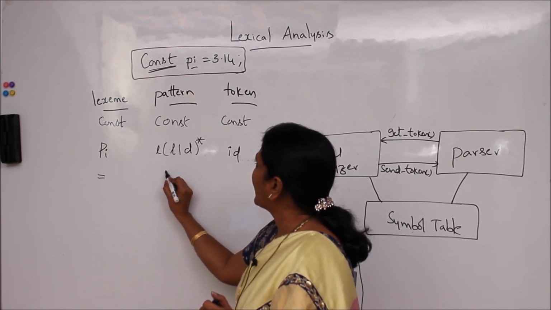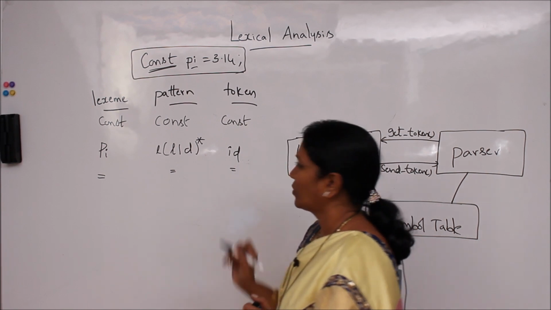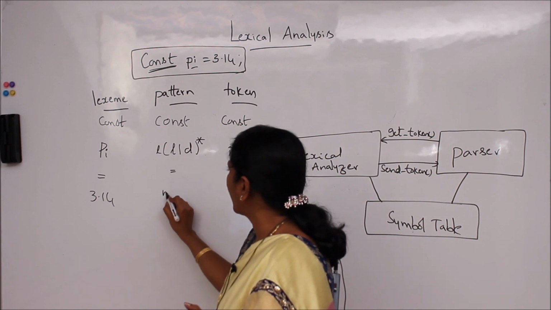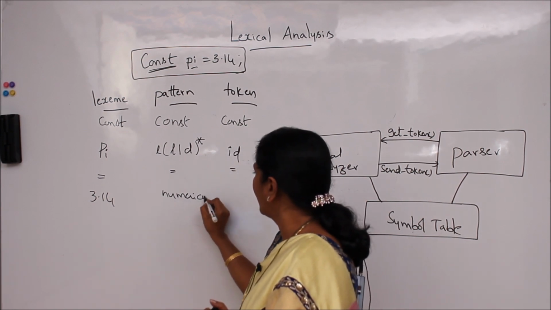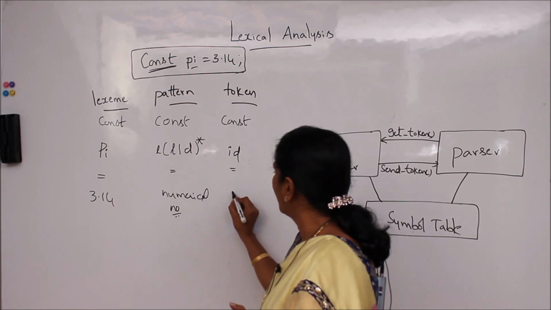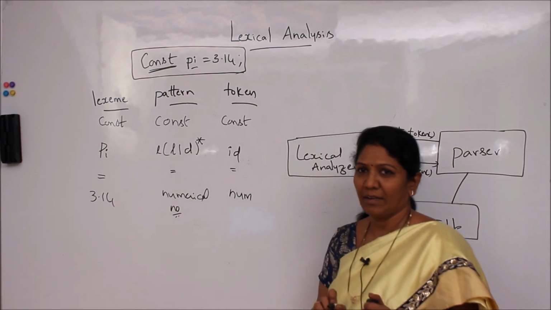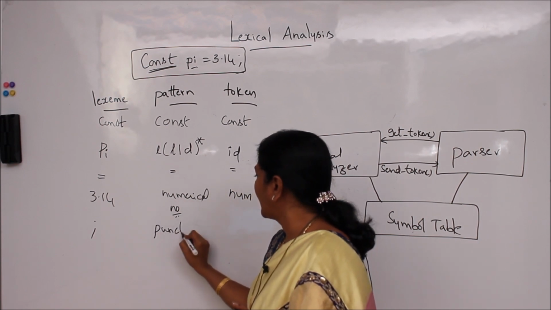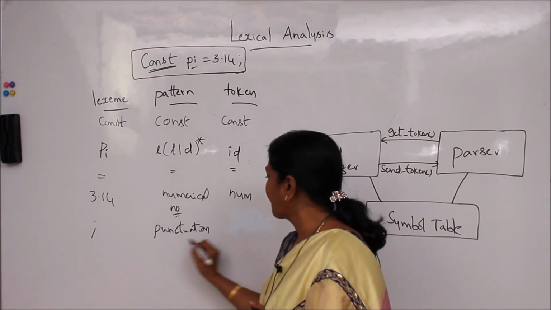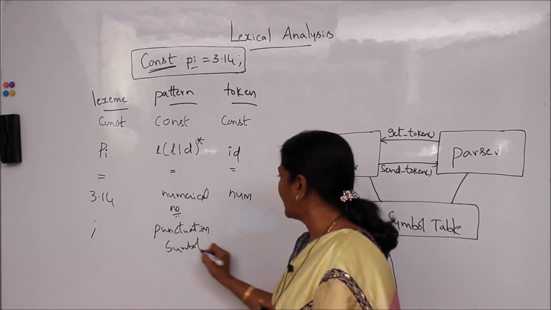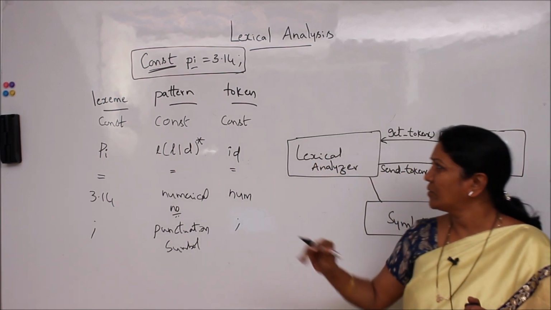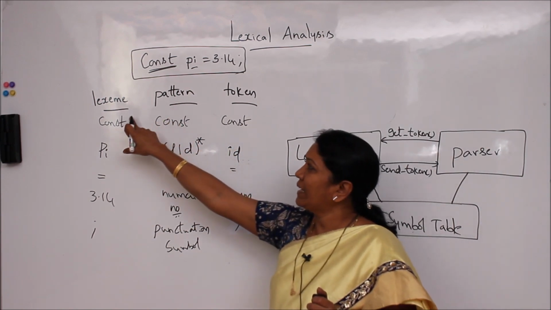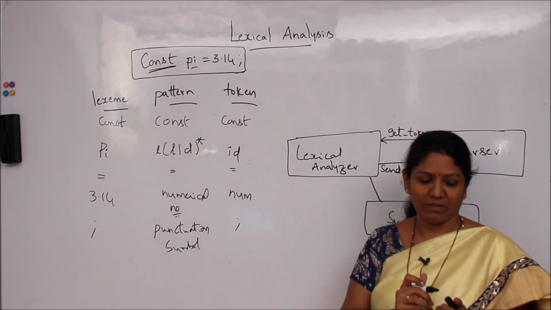Now next is equals. Since every operator is taken as it is, the token is equals. Then for 3.14, any numerical constant, any number is taken as num. Then comes the punctuation symbol, and the token here is as it is, semicolon. So this is how we actually use patterns to group the lexemes into corresponding tokens.